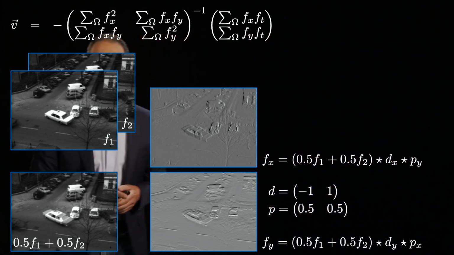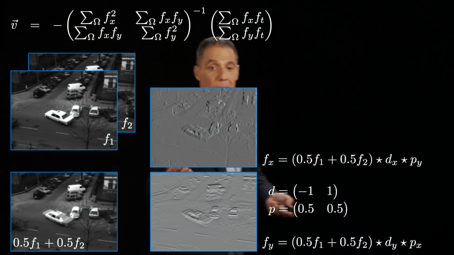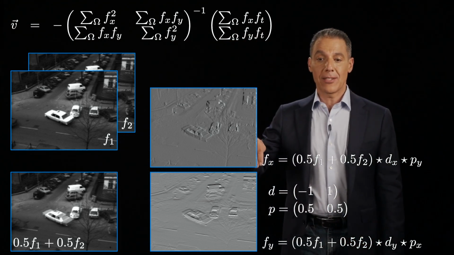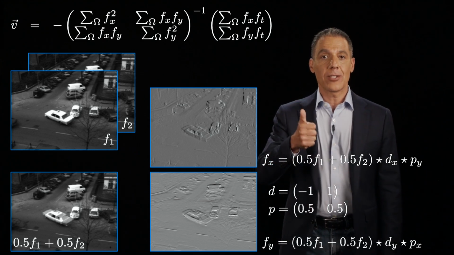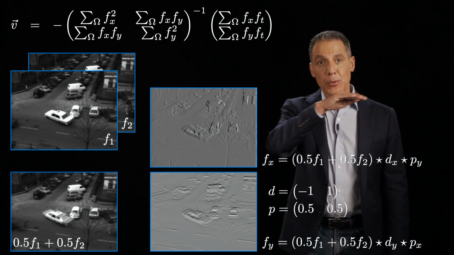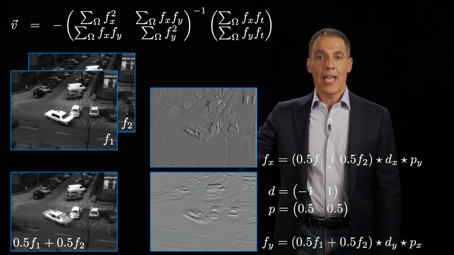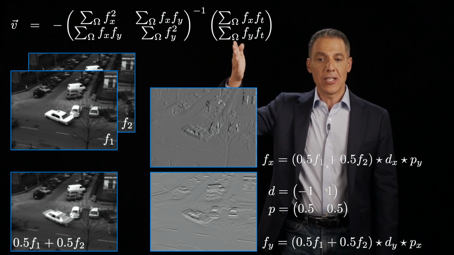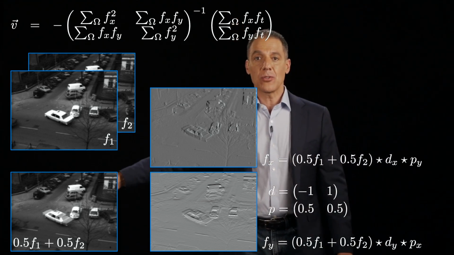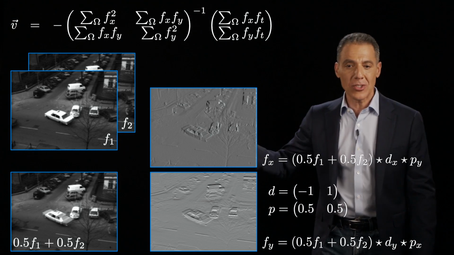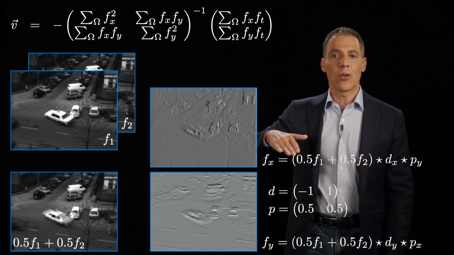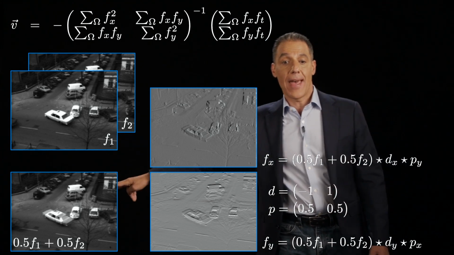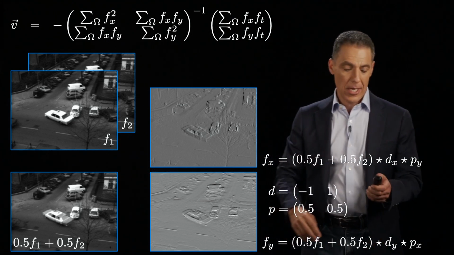Now, what is the y derivative? Well, it's going to be pretty similar. What am I going to do? I'm going to take the same average, 0.5, 0.5, and then I'm going to differentiate in y and pre-filter in x. And what I get are these two images here, which are the spatial derivatives of that average. And you can sort of see that. One tells you rate of change in the horizontal direction, one tells you rate of change in the y direction of that temporally averaged image.